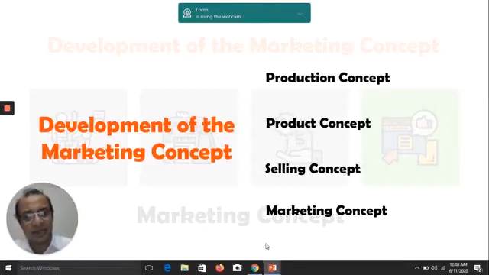And we can talk about another difference. Marketing concept is the only concept that focuses on the satisfaction of customers. That is why we need to understand the behavior of the customers. On the other hand, production concept, product concept, and selling concept are also marketing management philosophies, but these three concepts don't focus on customer satisfaction. Marketing concept is the philosophy of marketing that focuses on customer satisfaction.